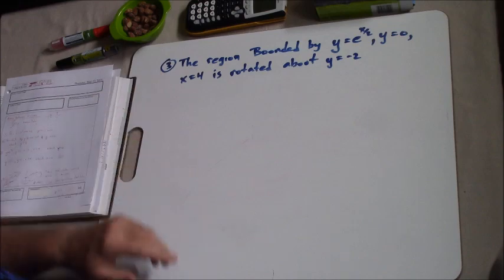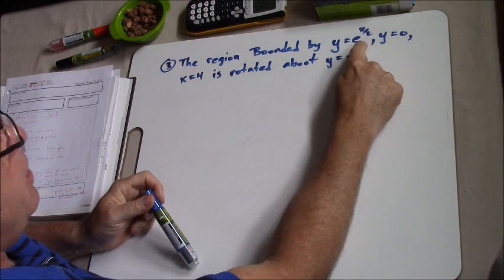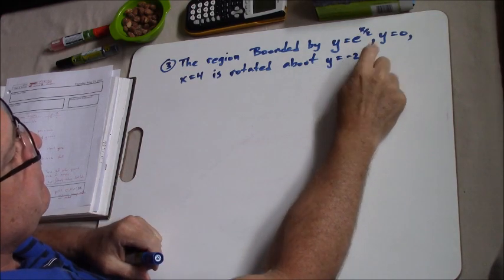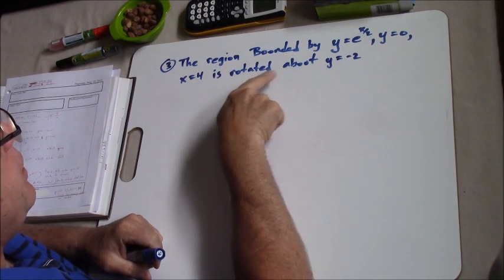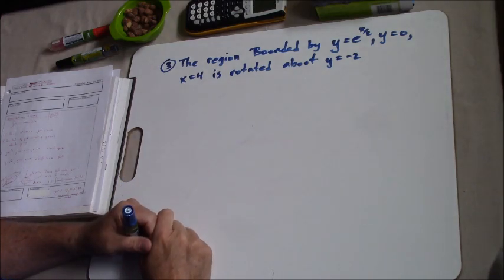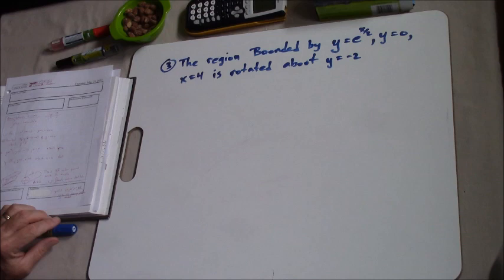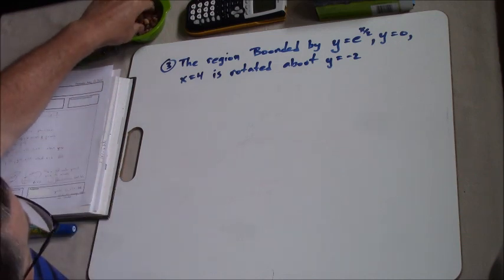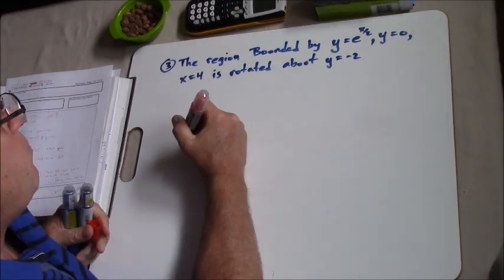Alright, so this time I've got the region bounded by the line y equals e raised to the x over 2, y equals 0, and x equals 4, and this is being rotated about the line y equals negative 2. So again, let's just set up the integral. Let's not solve it. So you guys go ahead and draw a picture, set that up, and then write the integral that would give us the volume of that region. Alright, so again I'm going to start with a graph.